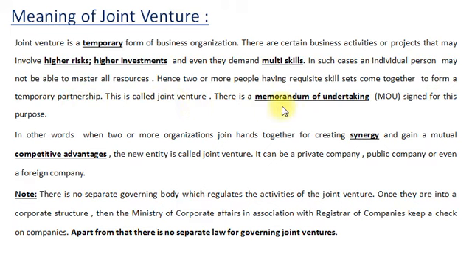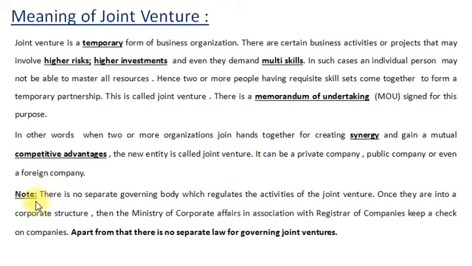There is a memorandum of undertaking, that is MOU, signed for this purpose by every co-venturer. In other words, when two or more organizations join hands together for creating synergy and gain a mutual competitive advantage, the entity is called joint venture. It can be a private company, a public company, or even a foreign company.